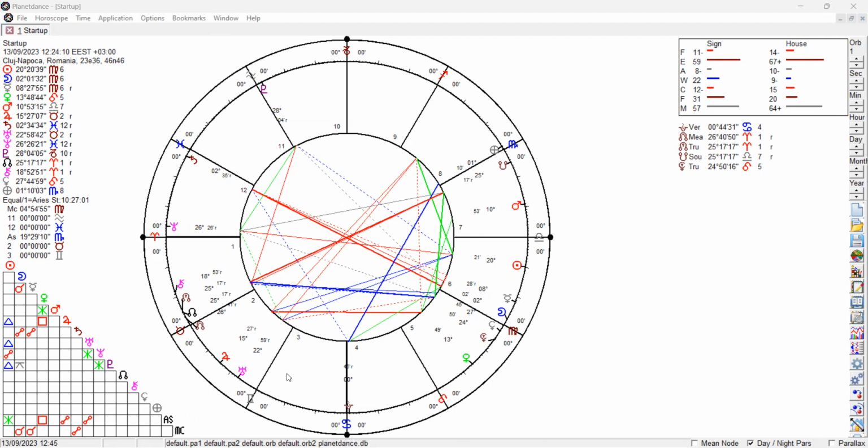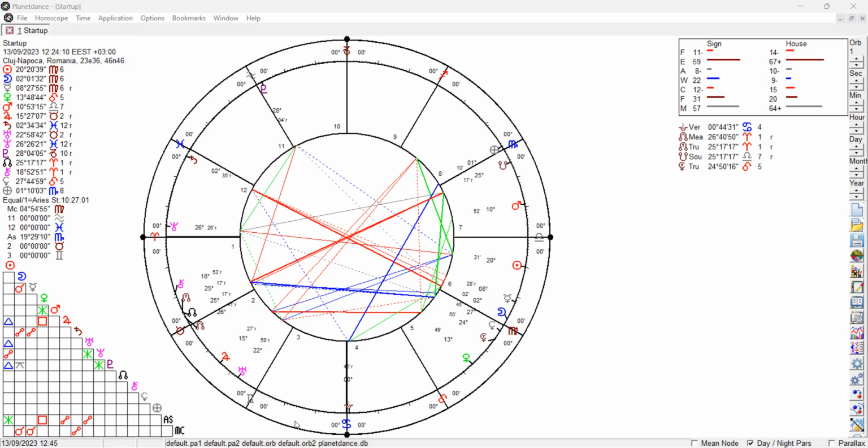Now moving on, we have the mutable signs. The mutable sign is where the sign is between seasons. For example, the first mutable sign, Gemini, it is between the end of spring and the beginning of summer. So because it's between the two, it is very, very adaptable, mutable.